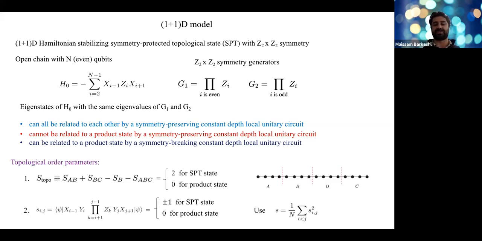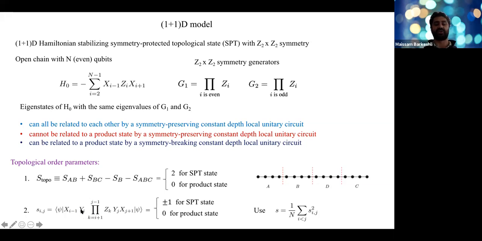So the order parameters that we'll look at here will be a kind of topological entanglement entropy, where you look at this particular combination of subregion entanglement entropies. This combination, it turns out, will give you 2 for an SPT state, but 0 for a product state. So it's a kind of order parameter that can distinguish these 2 topological phases. And there's another order parameter that we'll look at. I don't think I'll show you our data for it in this talk, but we did look at this one as well.